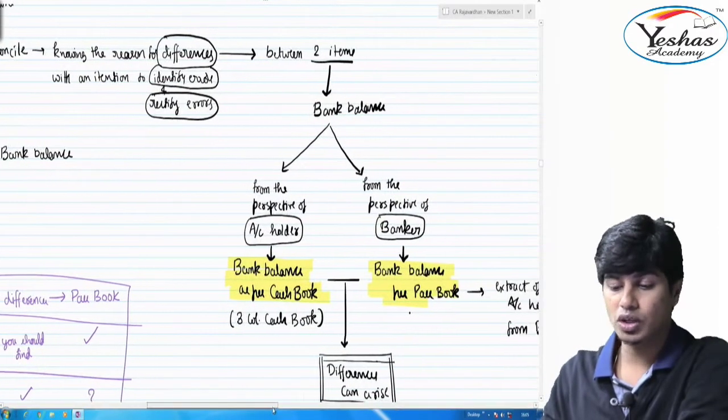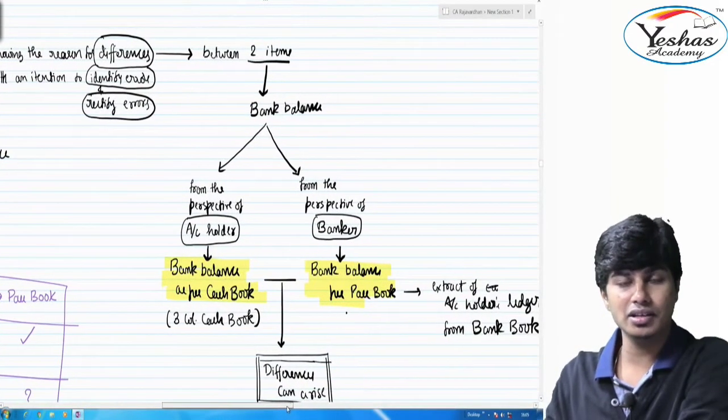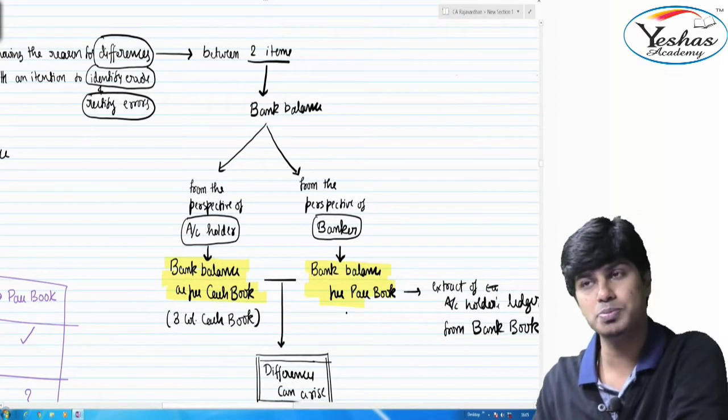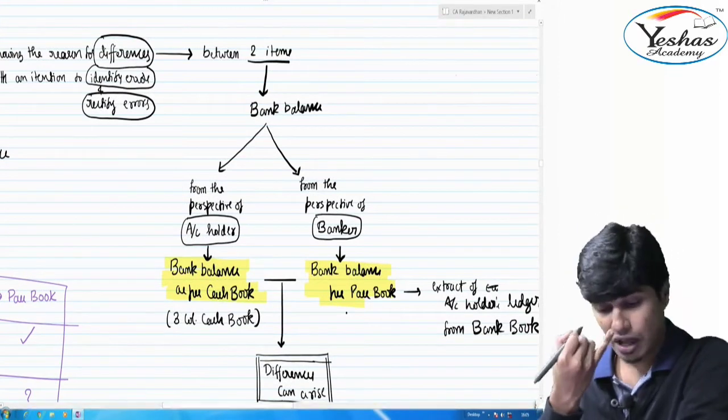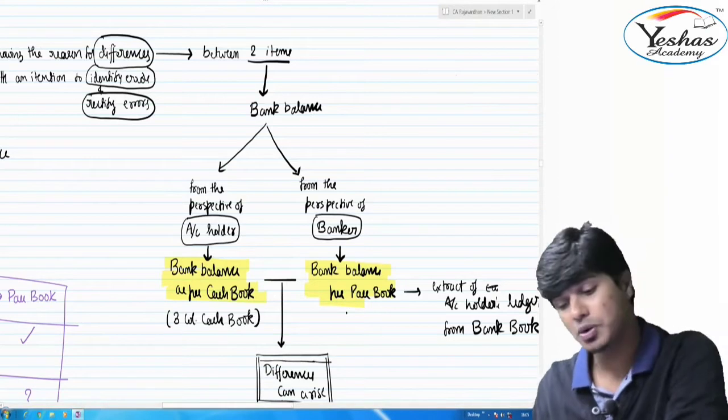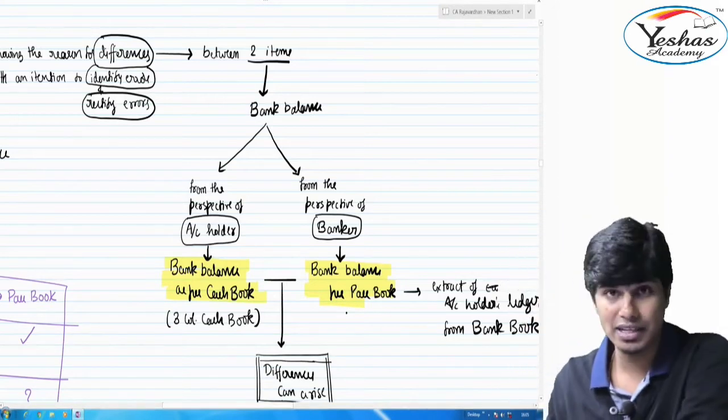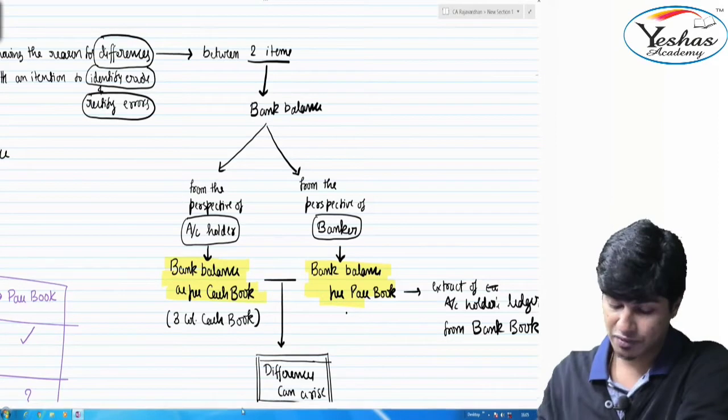Then we saw the bank balance. Bank balance can be of two things. One is bank balance from the perspective of the account holder. Second, from the perspective of the banker. From the perspective of the account holder, it is bank balance as per cash book. From the perspective of the banker, it is bank balance as per passbook. We try and find the differences between these two.